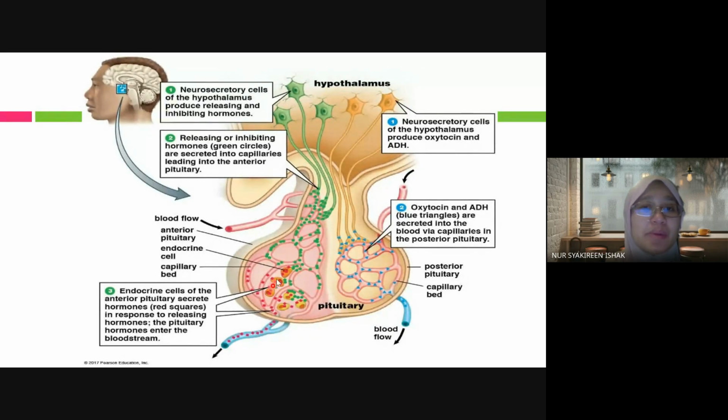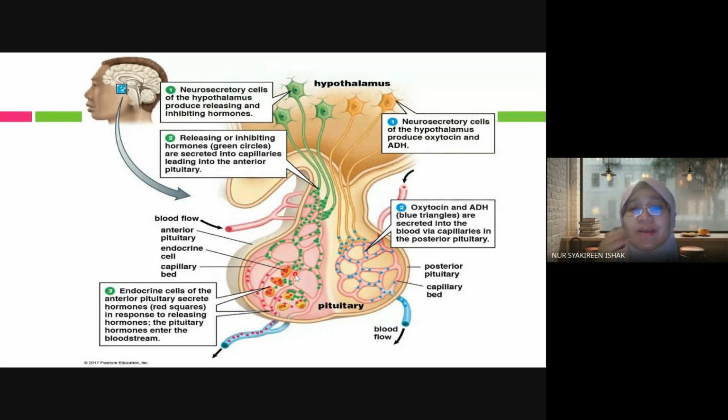Okay, so releasing or inhibiting hormone, which is this green circle here, is secreted into capillaries in the anterior part. Okay. So the hormone is transmitted through the blood capillaries until it reaches the epithelial cells, which function as endocrine cells, to produce and secrete hormones in response to the hormone secreted by the hypothalamus. Hypothalamus secretes GnRH. Okay, GnRH travels through the blood capillaries until it reaches the endocrine cells of the anterior, instructing them to produce and secrete FSH and LH, for example.